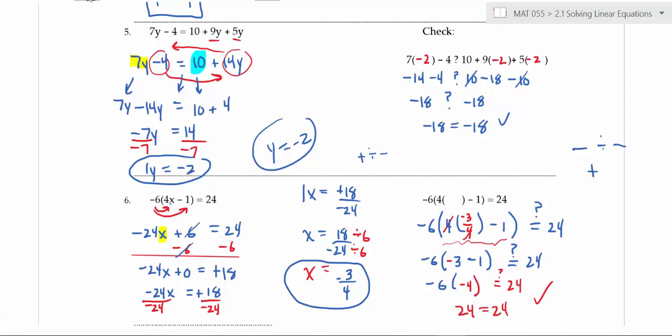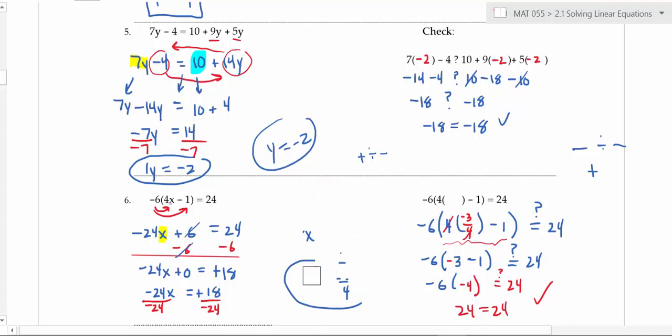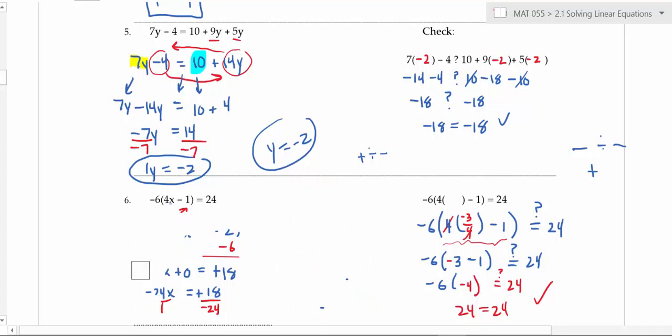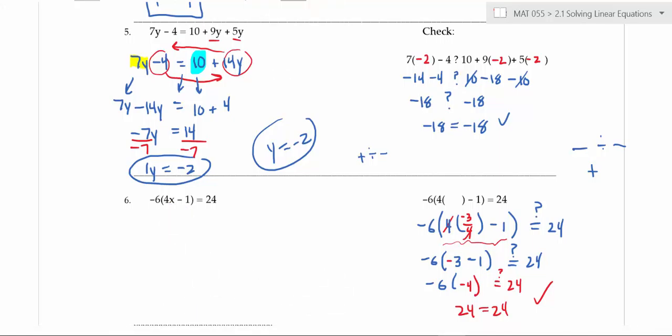I do want to show you one other thing real quick. I want to try to get people in the habit, if you're comfortable, of learning to move things and rearrange things in these kinds of equations. So you could start like this with the distributive property. So that's negative 24x plus 6. Be careful about that now. That's a negative 6 times negative 1, so that's positive 6.